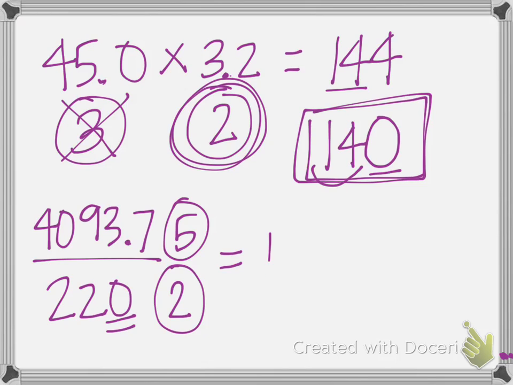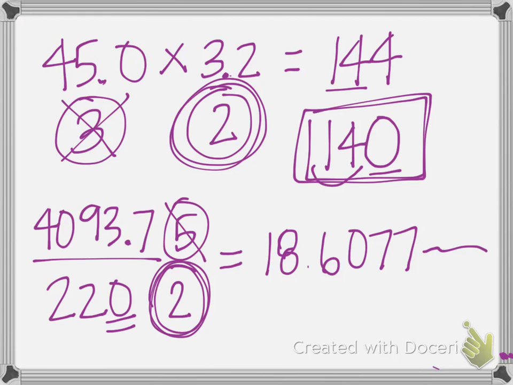So you get an answer of 18.6077 and so on. It doesn't matter because you can only keep 2. You can't keep 5. You can't keep 4 or 3. You can only keep 2. So 18, nope. Make sure you look at the 0.6. That rounds to 19 as your answer for 2 sig figs.